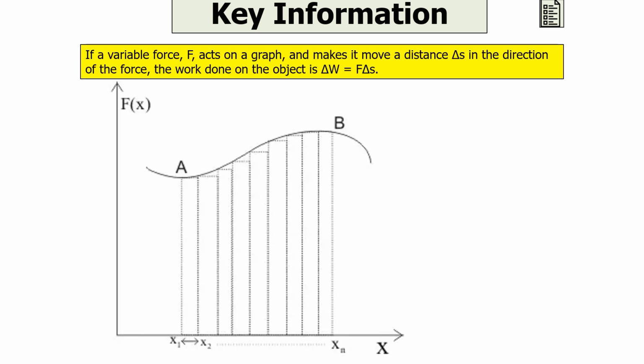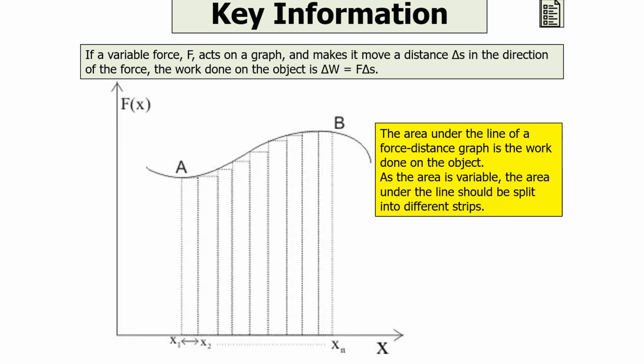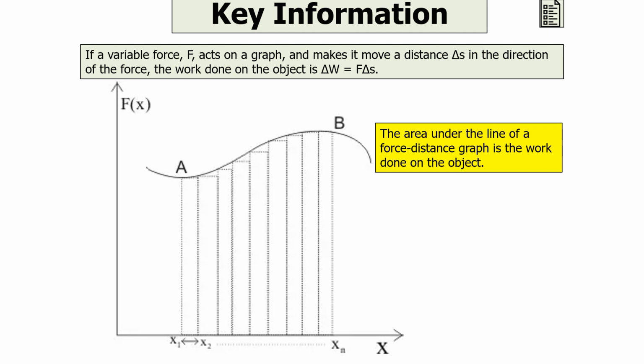Now, if a variable force F acts on an object, it makes it move a distance delta s in the direction of the force. So therefore, the work done is delta W equals F delta s. So the area under the line of this force-distance graph is the work done on the object. Now, as the force is variable, the area under the line should be split into different strips. The area under the line here is still the work being done on the object. However, you've got to work out the sum of all of the values of each of the strips.